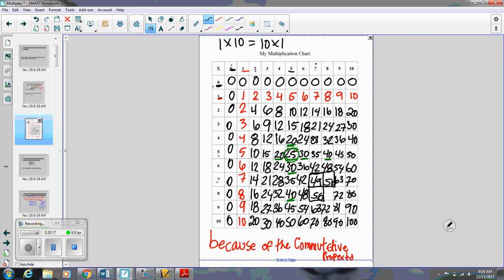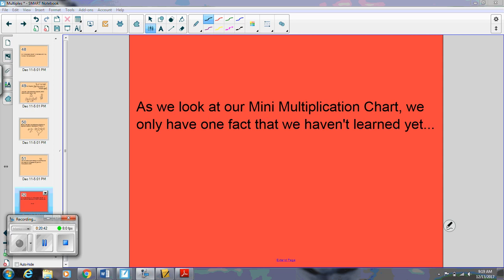We have one more fact that we have not done. What have we not done? We have done every fact except for one. Ella? 8 times 8. So that's what we're going to start with today. We're going to go to 8 times 8. Go back to your notebook to where we left off last. So as Ella just said, we looked at our mini multiplication chart, and we only had one fact that we hadn't learned yet, and it is 8 times 8. It's our last one.